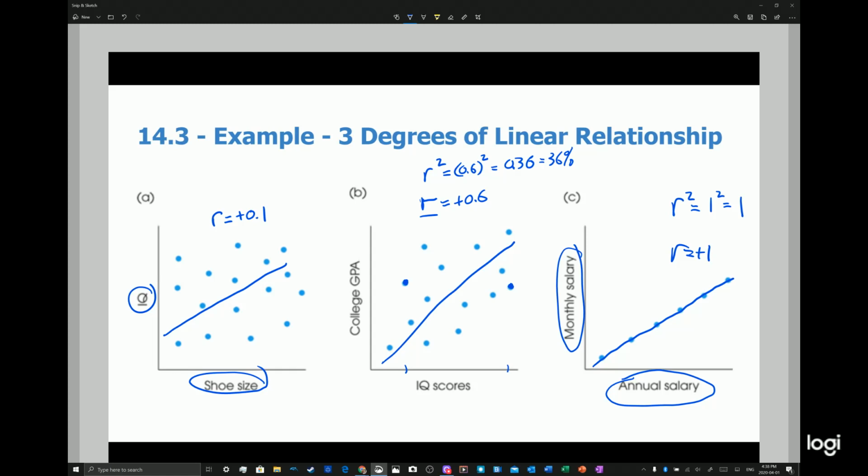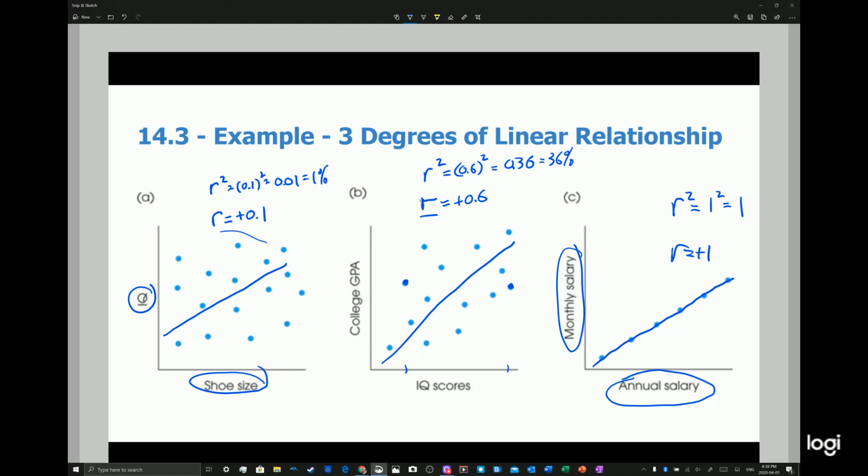And finally, shoe size. So again, R here is plus 0.1. I put 0.1 so it's easier to calculate. You square that, 0.1 squared, well, that's 0.01. So that means 1% of the shared variability explains how shoe size and IQ affect each other.